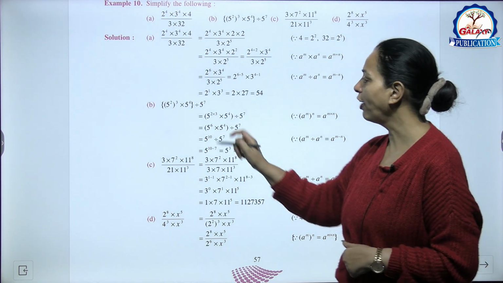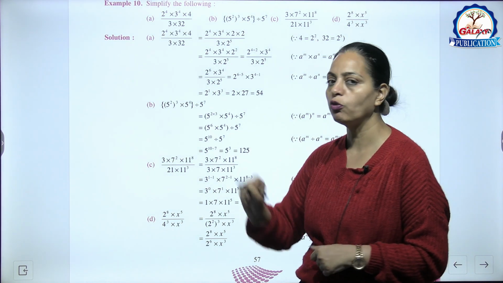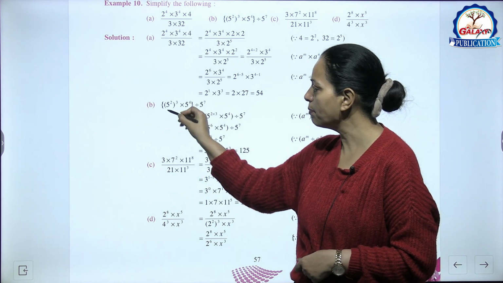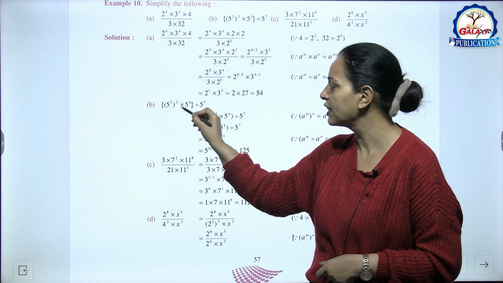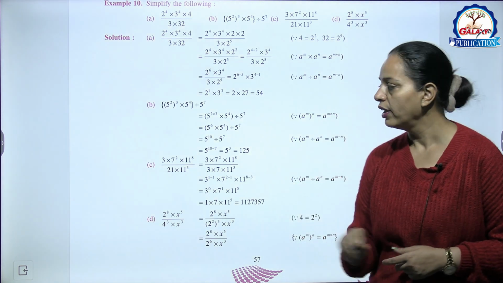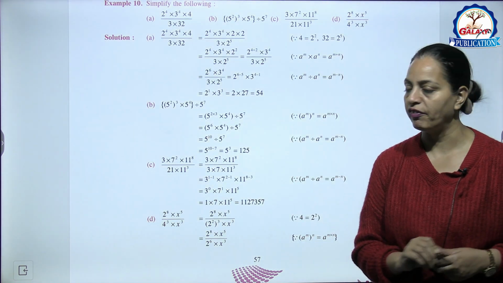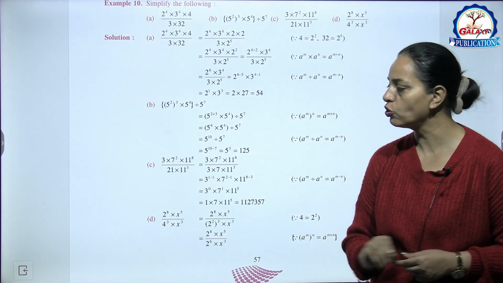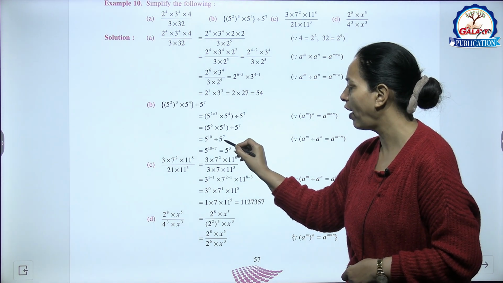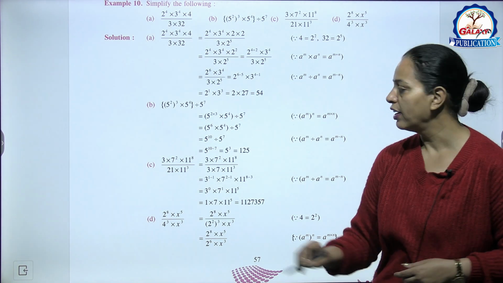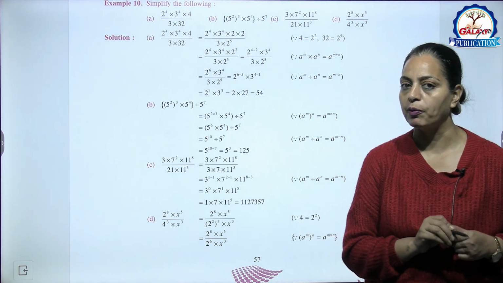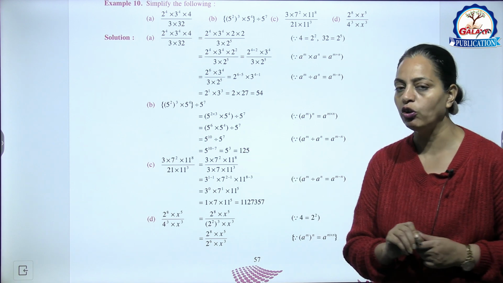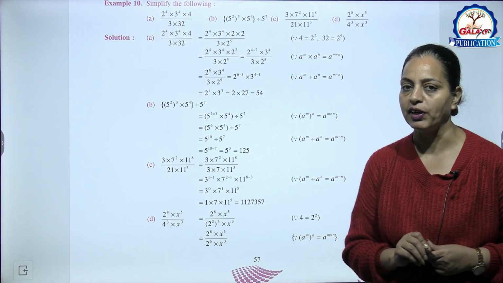Now B part, 5 raised to power 2 whole power 3 into 5 raised to power 4 divided by 5 raised to power 7. इसको हम सिंप्लीफाई करेंगे. 5 raised to power 6 into 5 raised to power 4 divided by 5 raised to power 7. Now combine these two first. Here base same, so power add हो जाएंगी. 5 raised to power 10 divided by 5 raised to power 7. Now base same, division sign, तो power minus हो जाएंगी. 5 raised to power 10 minus 7, that is 5 cube, that is 125.